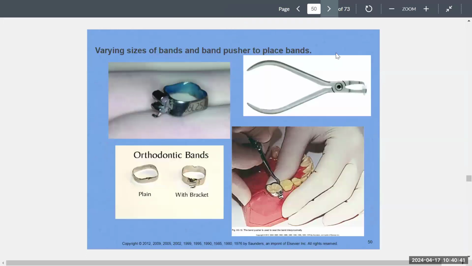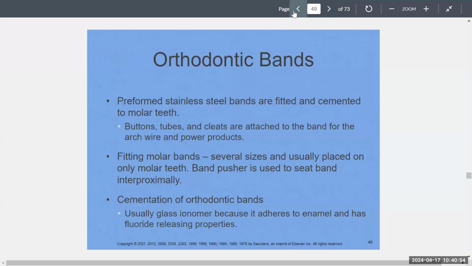The bands, as you see here, this is your band. This has a bracket attached, but this is your band. After you take the separator out, you're going to cement these bands in place. And usually you're going to use a band pusher, okay? And you're going to cement those bands.